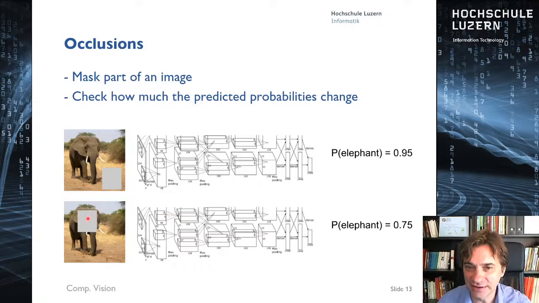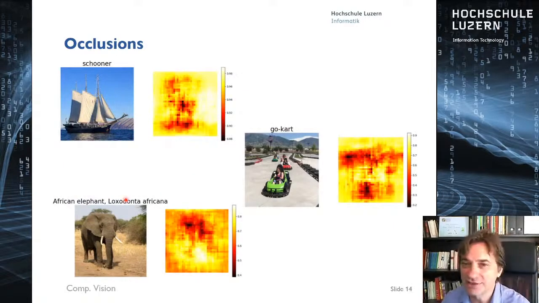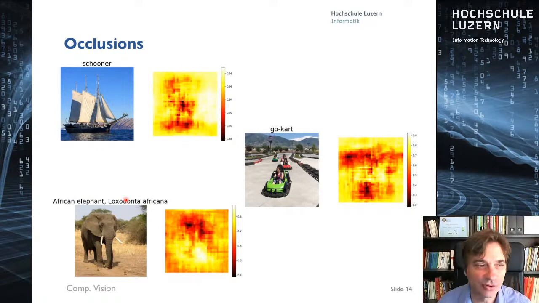So it seems that this region here is more important for the network to detect the class than this region here. And so you could use this to map the importance of certain regions in the images. Here are some examples. Already we have seen the elephant. Most relevant for the elephant seems to be the head region here, and not relevant is the part of the image that actually does not contain an elephant.